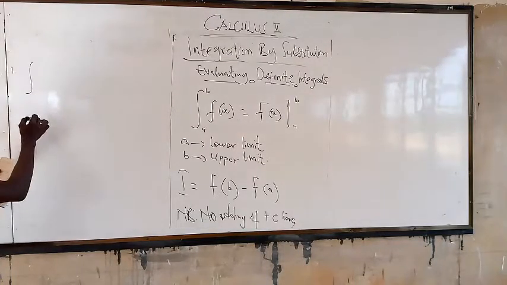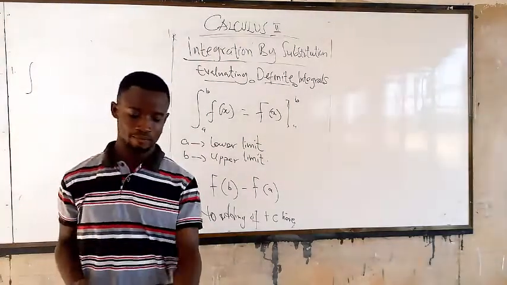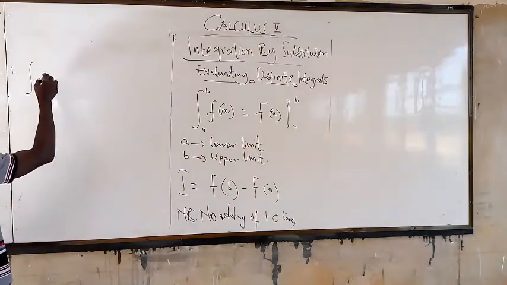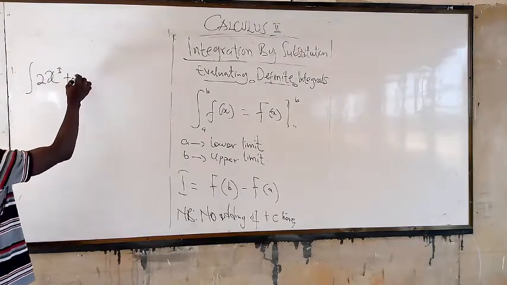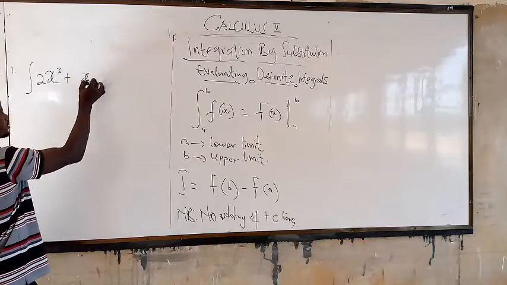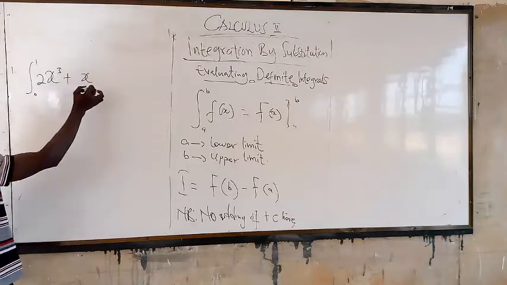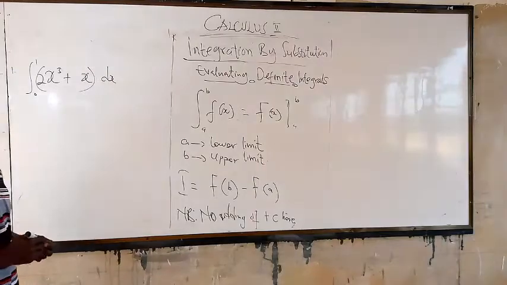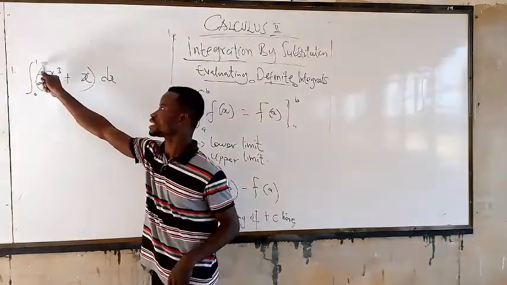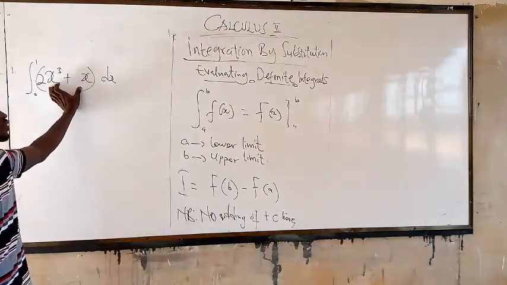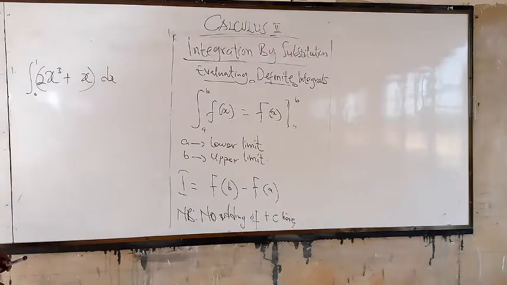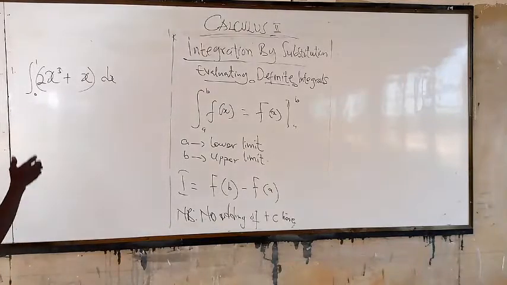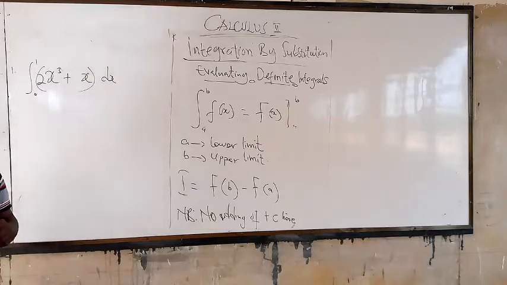So let me come with a simple question. Let's say the integral of 2s cubed plus s, where the limits are 0 and 1, ds. Now this is a definite integral because we have the lower limit and the upper limit. So this represents the small f of s. What we need to do now is that here we have two methods. I will show you the two methods. But for now, what we have to do is integrate to get the capital F of s.